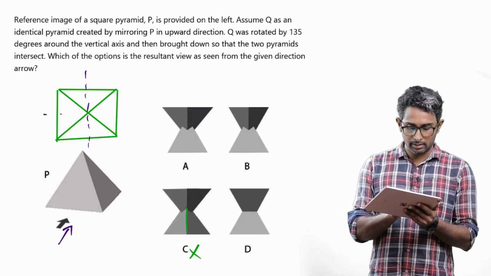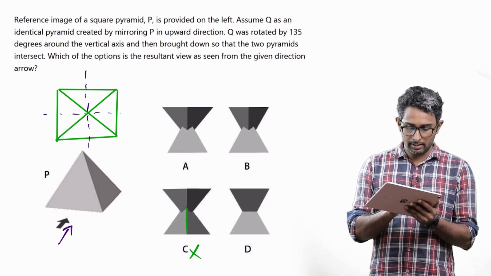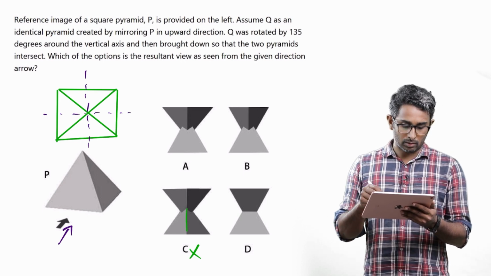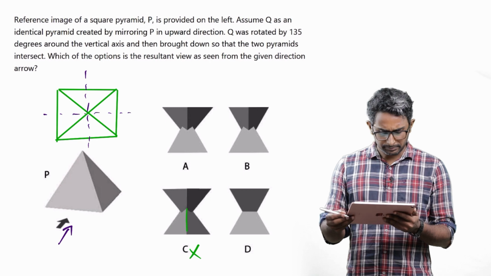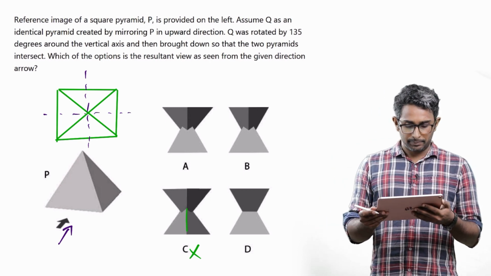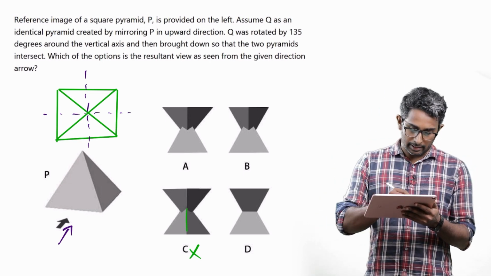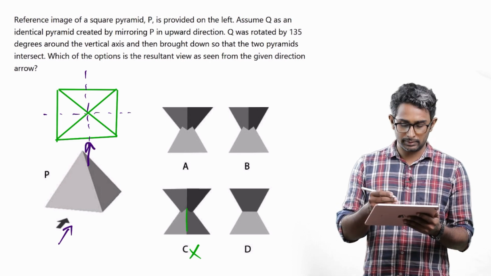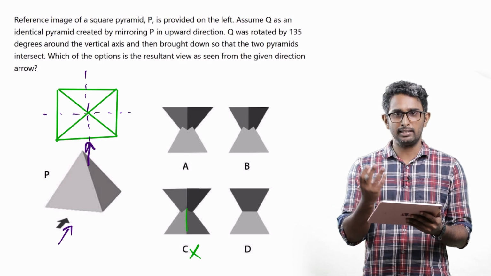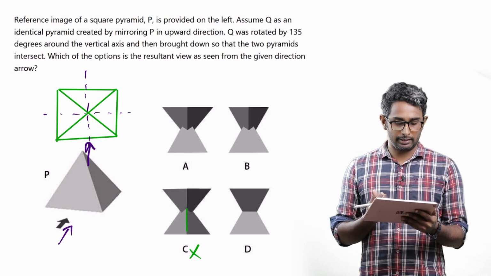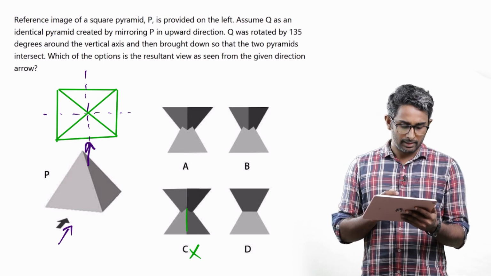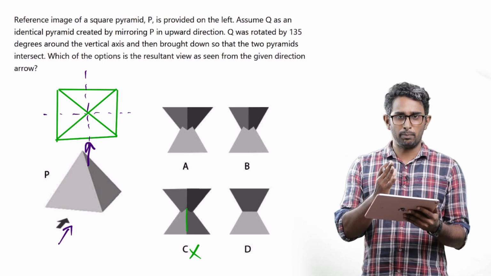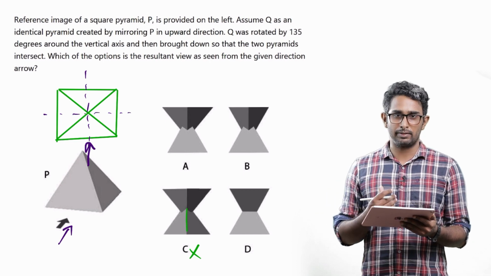So this is what you get when you see a square pyramid from the top view. The lines will be crossing each other diagonally. I'm also marking the viewpoint that is given for us. The next step is to rotate the pyramid Q by 135 degrees along the vertical axis. I am not trying to rotate the pyramid, rather I am trying to rotate the viewpoint so that we will get the answer very easily.